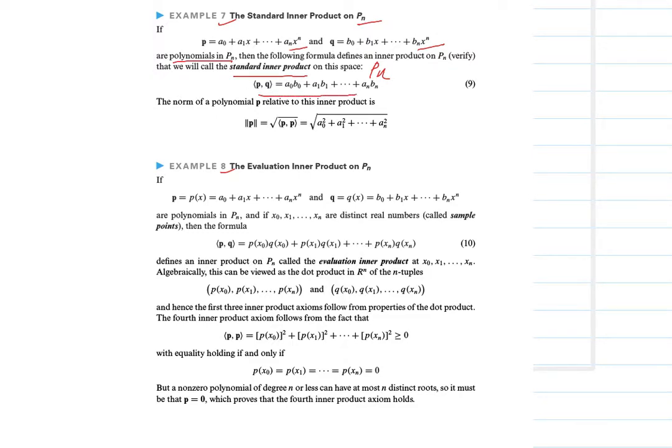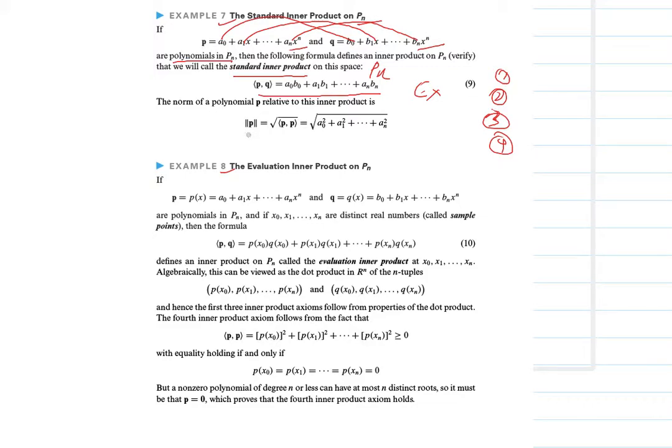Inner product of p,q equal to a0 b0, that is the product of the first two, plus next a1 b1, the coefficient of x, etc. plus the coefficient of x raised to n, that is an bn. And I am giving this as an exercise to you. You can simply check whether the conditions 1, 2, 3 and 4 of the definition of inner product are satisfied or not.